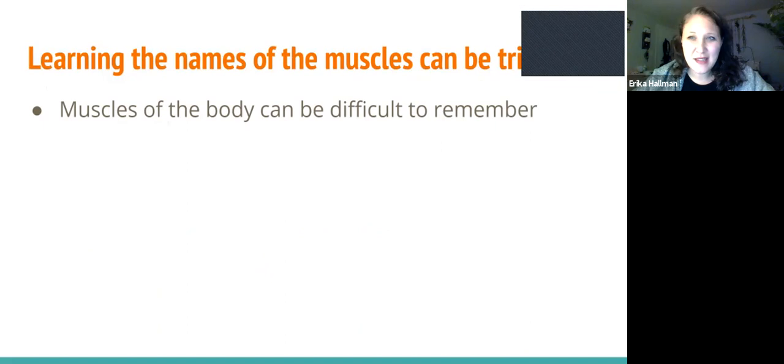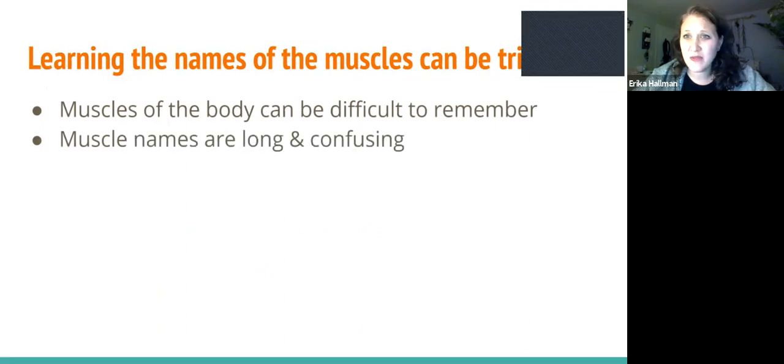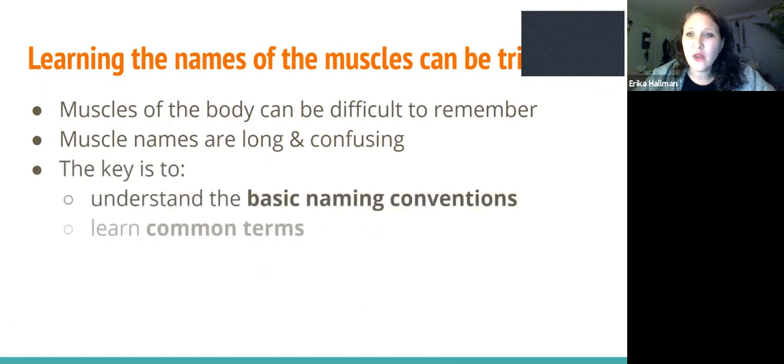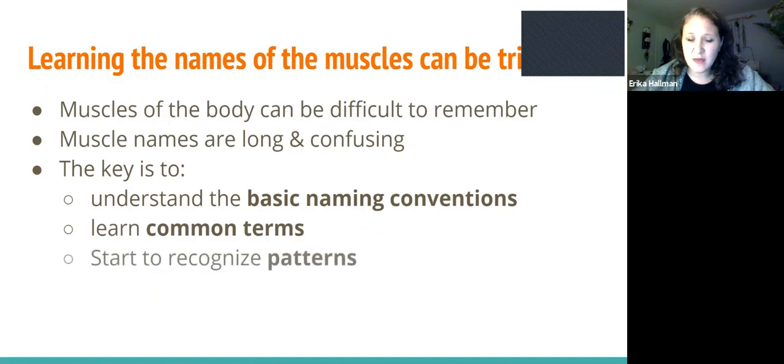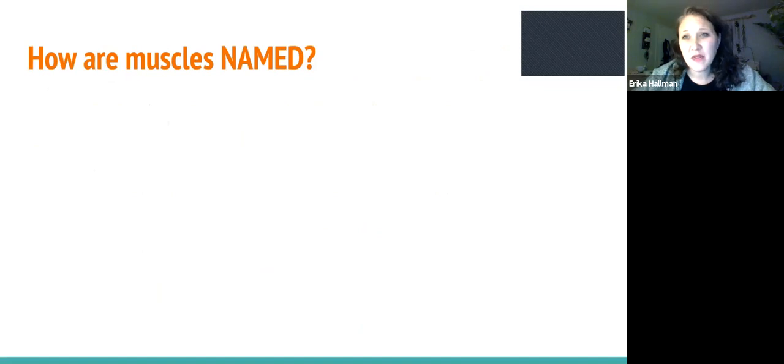Learning names of muscles is a little trickier than the names of bones simply because they're longer and they can be more difficult to remember. The key really is once you learn some basic naming conventions, you find some common terms and you start to recognize patterns in these names, naming muscles does get a little bit easier.